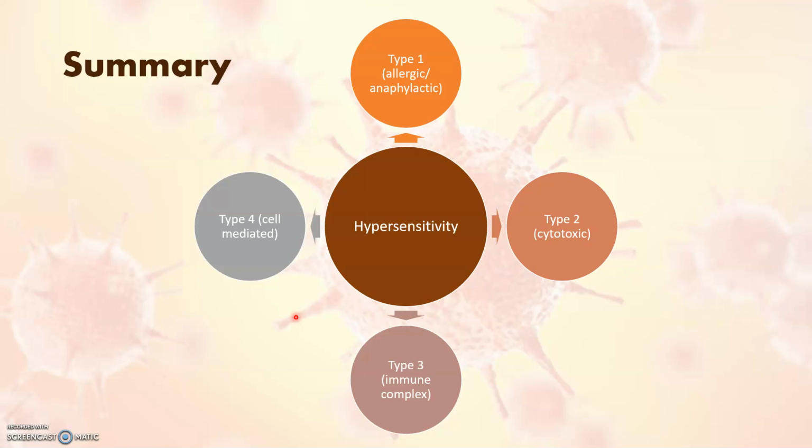So in our first 2 talks, we covered type 1 and type 2 hypersensitivity. We'll now move on to type 3 or immune complex and type 4 cell-mediated hypersensitivity in the last two talks.